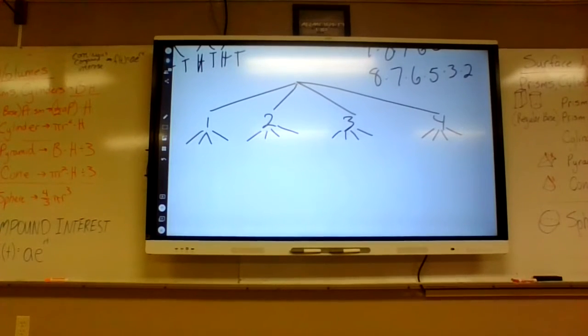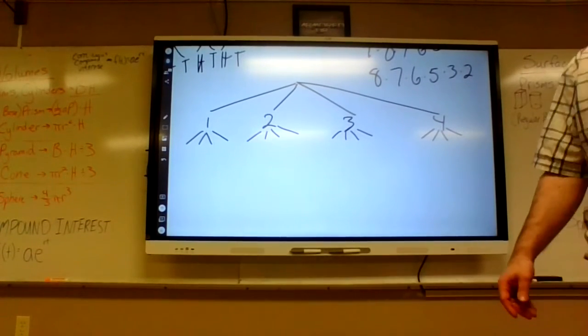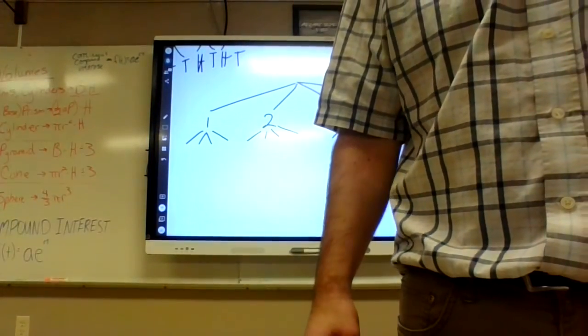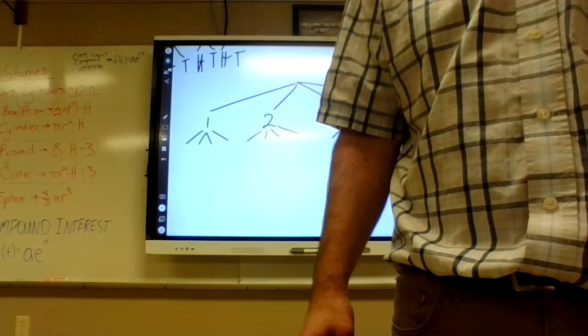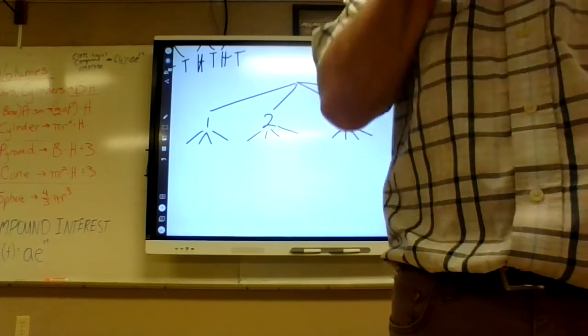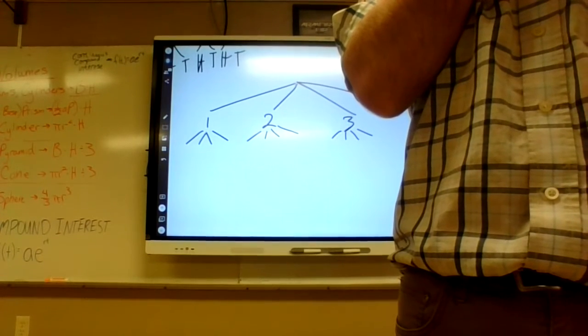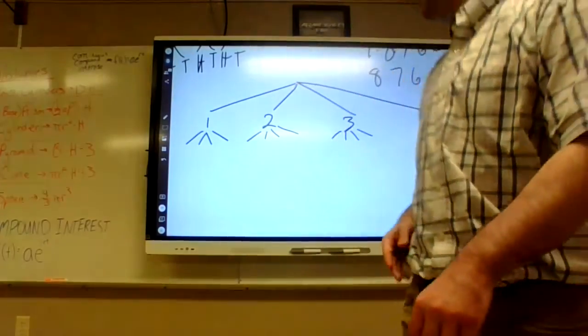Wait, can they draw the same one? Are we able to redraw the same number? It doesn't say if we're able to redraw the same number. It says 4 cards numbered 1 through 4 are shuffled and 3 different cards are chosen one at a time. Sounds like you can't. Yeah, you cannot draw the same number.